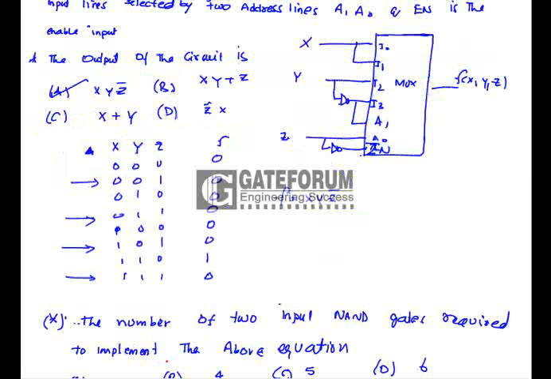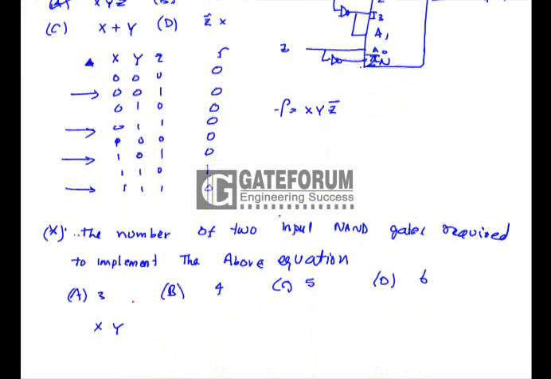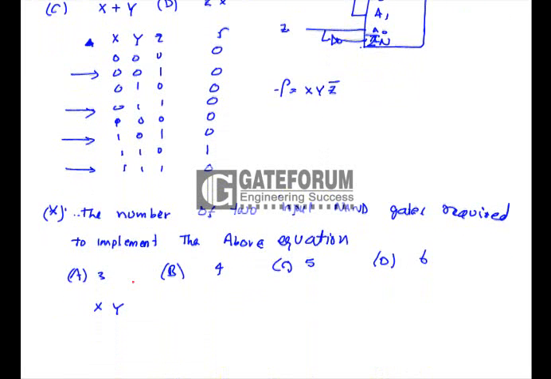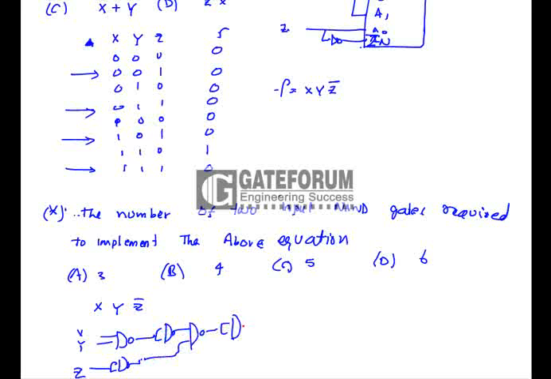The number of two input NAND gates required to implement the above function, that is X, Y, Z bar, is implemented like this: X, Y, Z. So it requires 5 NAND gates to construct this function. This is XYZ bar, so option C is correct.